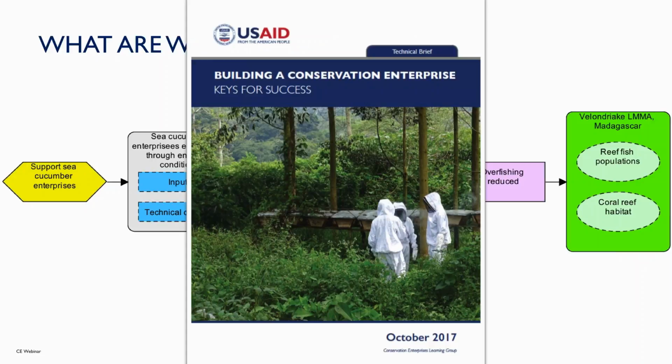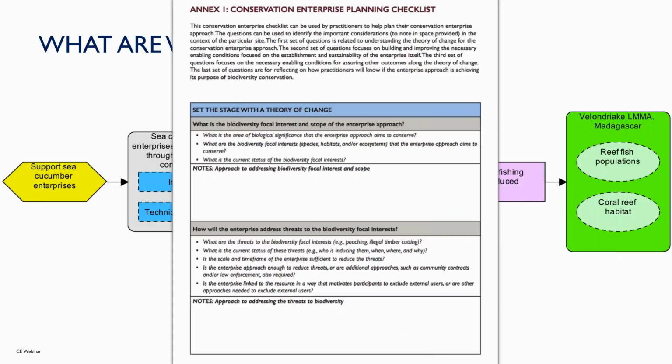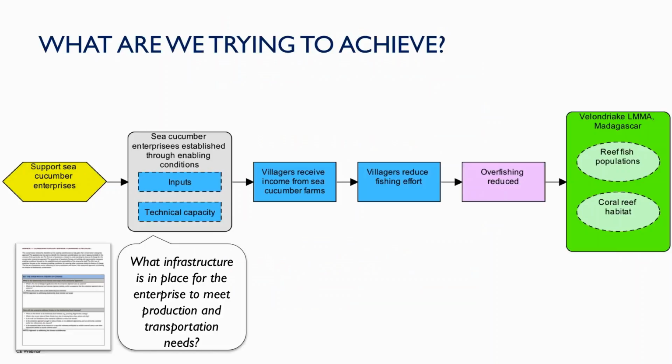What's necessary? There's a resource that we've produced from this learning group called Building a Conservation Enterprise, Keys for Success, which is a great resource for anyone designing or starting a project or managing one. And within this is a checklist for conservation enterprises. So the enabling conditions that are commonly necessary, and then some prompting questions to help you think about those enabling conditions and identify any gaps that you might have. So using that, we could start to adapt our theory of change.